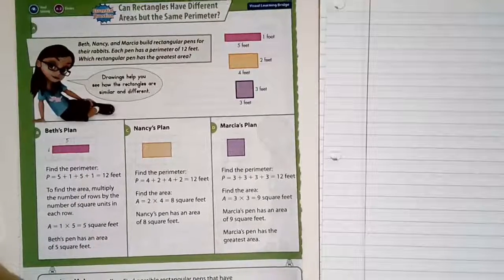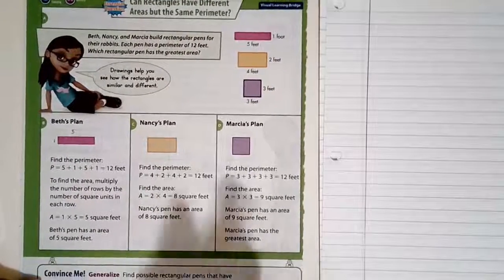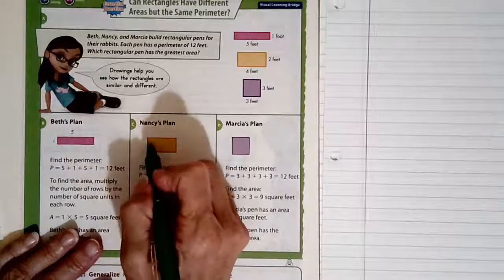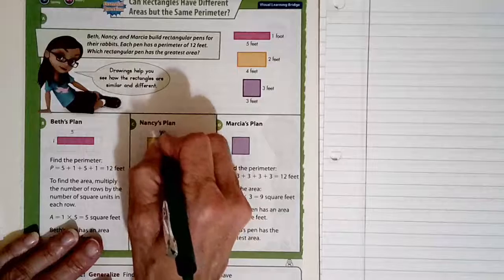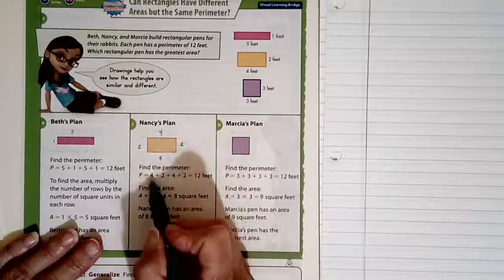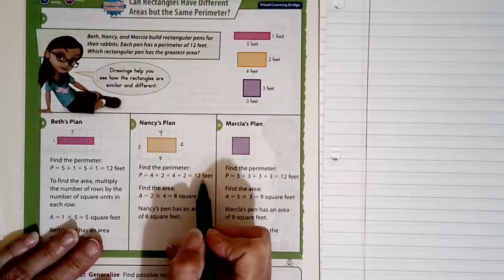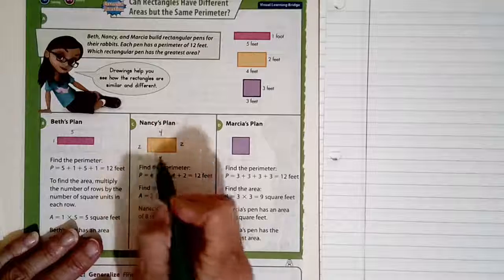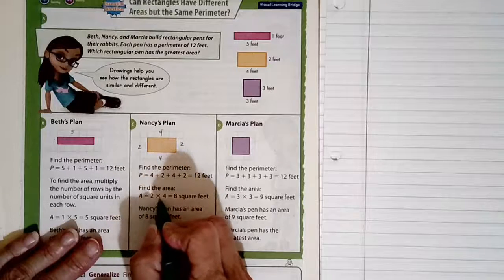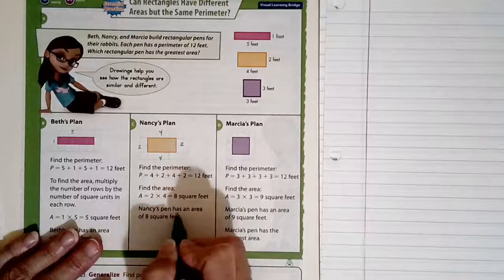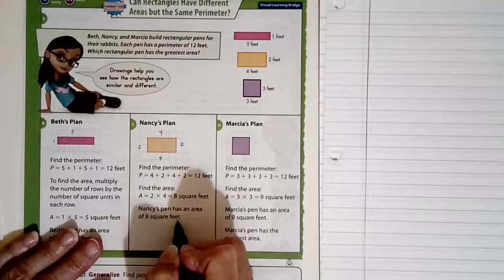But now let's look at Nancy's plan. Nancy has her perimeter of 4, 1, 2, 3, 4. So we have 4, 4, 2, and 2. So 4 plus 2 plus 4 plus 2 equals 12 feet. And then the area is, remember, our length times our width. Area equals 2 times 4, which is 8 square feet. So Nancy's pen has an area of 8 square feet.